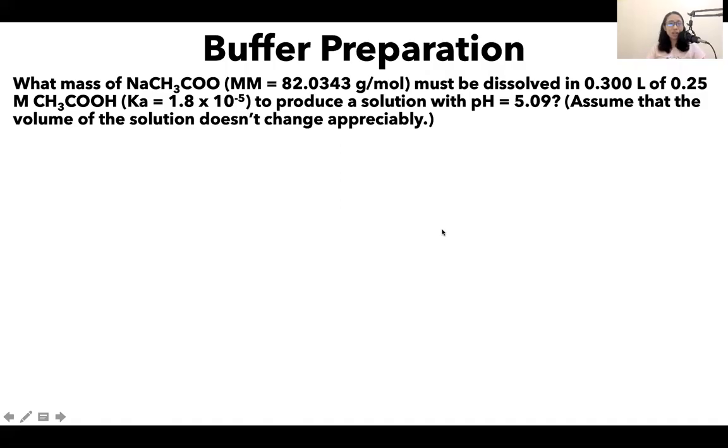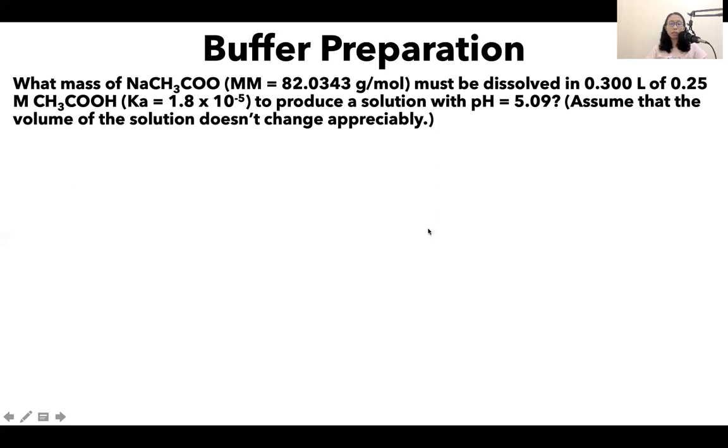Here's another scenario on how you can use your Henderson-Hasselbalch equation to prepare a buffer. This time, we have one component that is in solution form and the other component is in solid form. Let's read the problem. What mass of sodium acetate must be dissolved in 0.300 liter of 0.25 molar acetic acid to produce a solution with pH equal to 5.09?